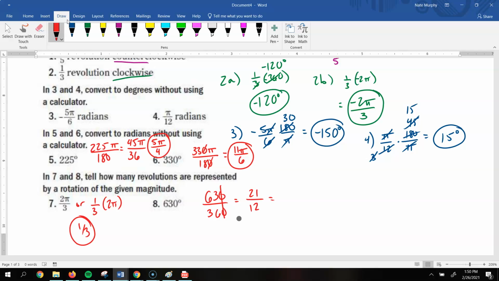And that's not fully reduced. 3 goes into both of those. 3 goes into 21 7 times, and 3 goes into 12 4 times. So that's 7/4 of a revolution. Or if you said 1 3/4 of a revolution, that would be fine as well. So either one of those would be correct for number 8. Or I suppose if you said 1.75, you could also say 1.75.